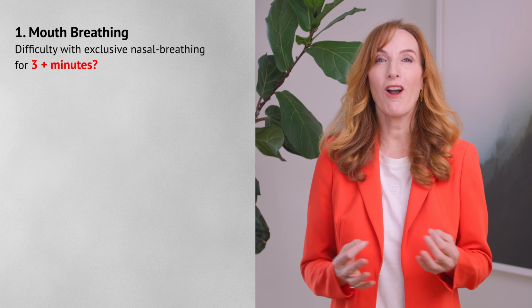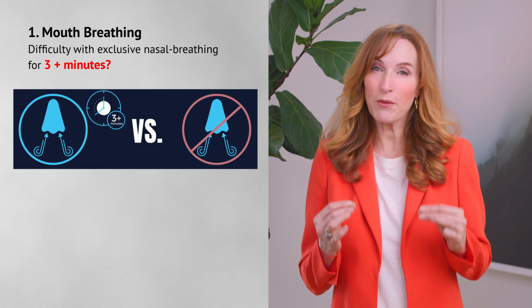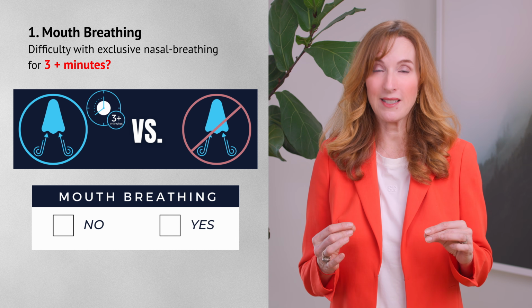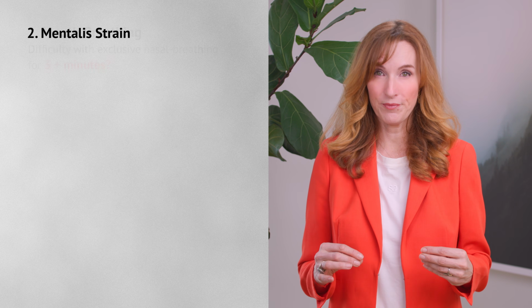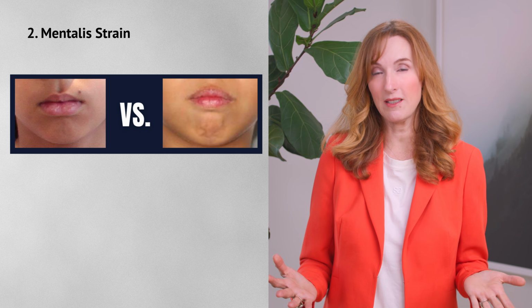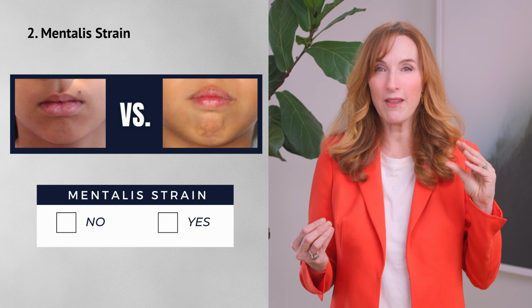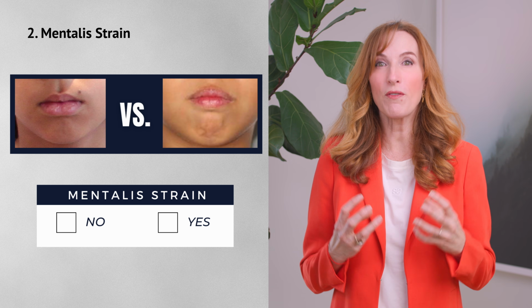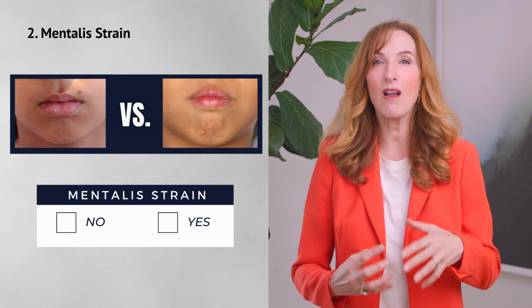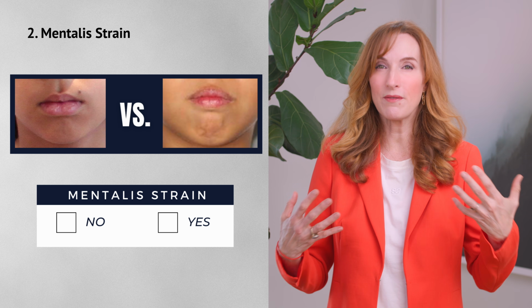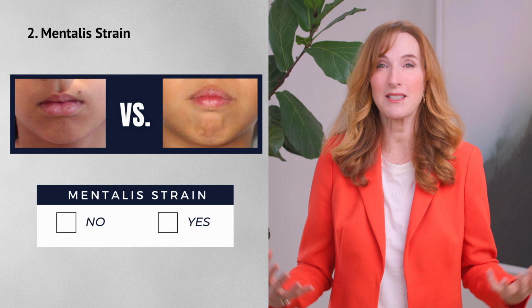The first thing we're going to look at is the nose. Are they able to breathe exclusively through the nose for 3 minutes straight? It's a simple yes or a no. The second is mentalis strain. What this describes is, is there a compensation when they close their lips? Does the mentalis muscle overactivate to keep those lips together, either from a growth or development issue, either retrognathia, vertical maxillary excess, whatever it is? That's what you're really identifying.